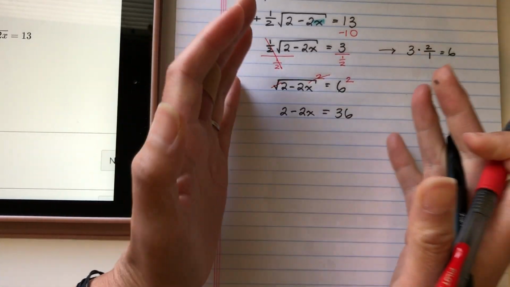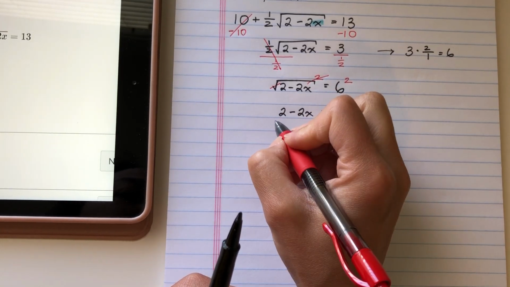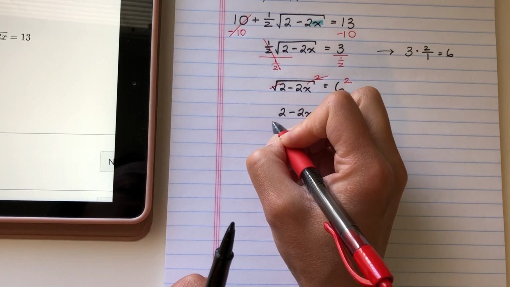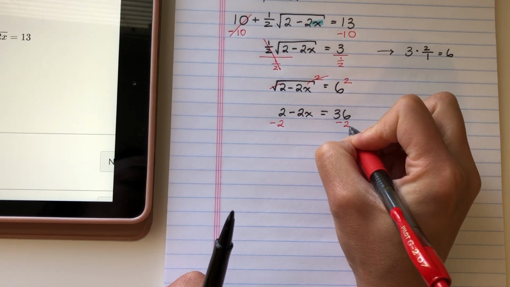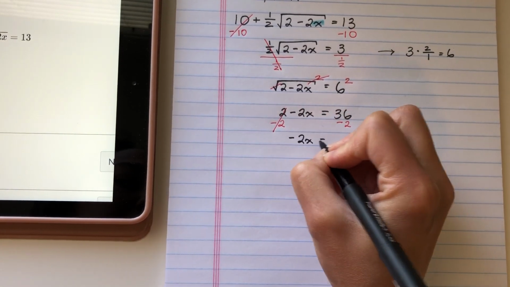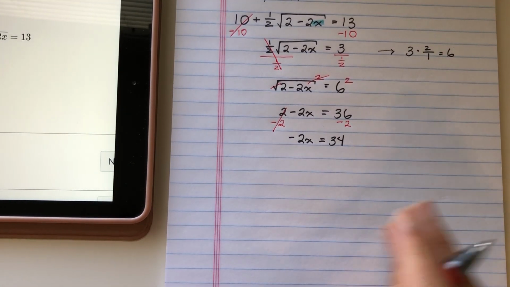Now, once again, working from the outside in, the farthest thing away is this 2. It's positive, and since it's positive, I'm going to do the opposite, which is subtract. What you do to one side, you do to the other. -2x equals 36 minus 2, which is 34.